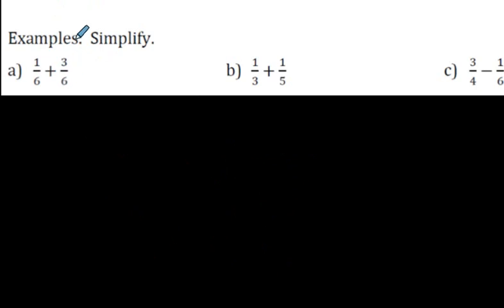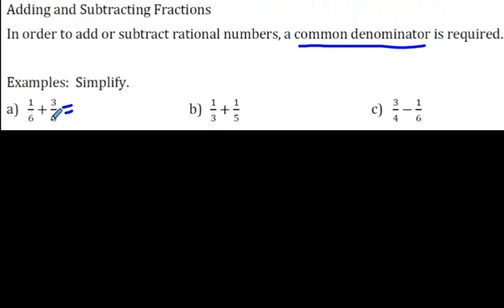Okay, so in the first question here, I'll pick a blue pen just to make it easier to see. What you need to do is start by getting a common denominator. It's here already, so if you see it there already, just write the 6 down and just add up the top. 1 plus 3 is 4.